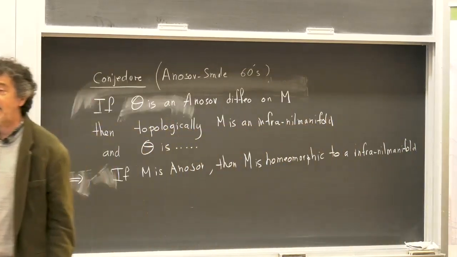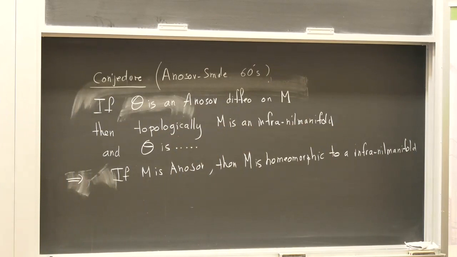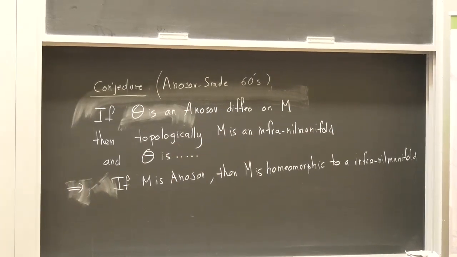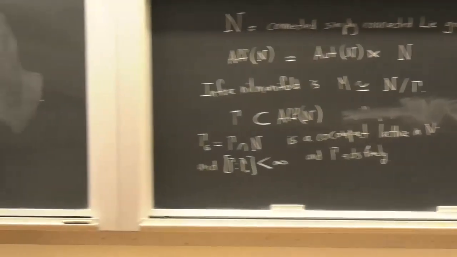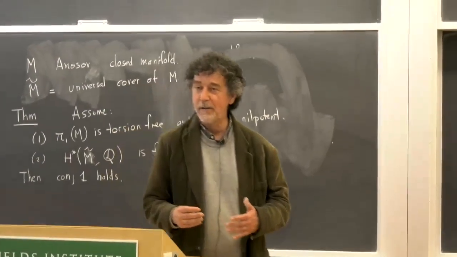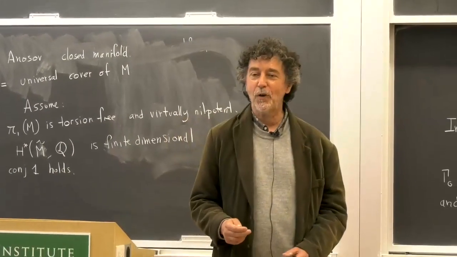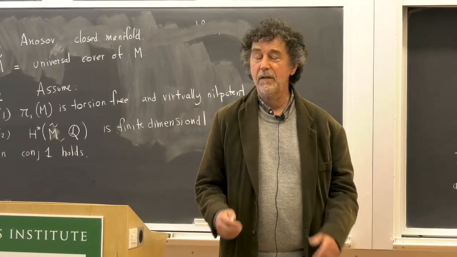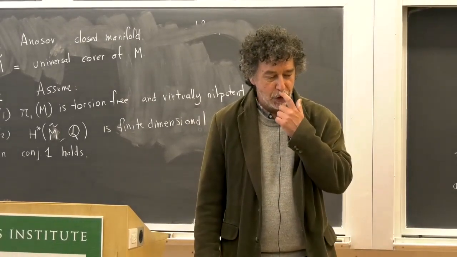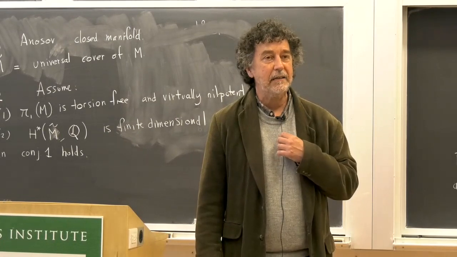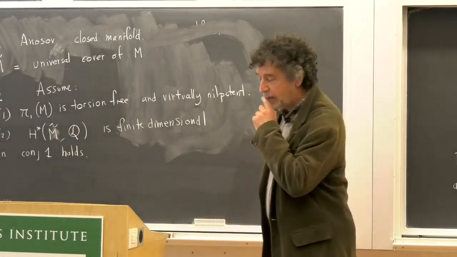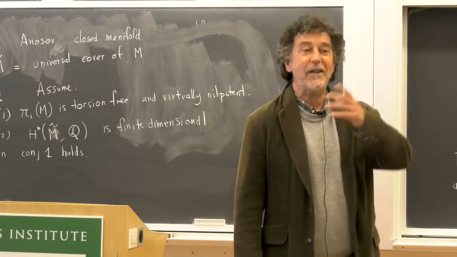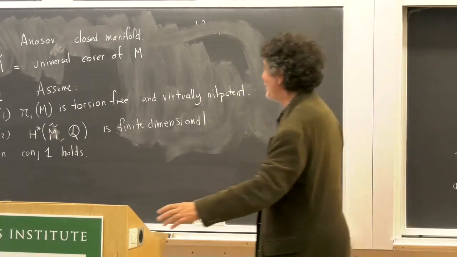What is very important is that here the conclusion is that M is homeomorphic to an infra-Nil manifold, because there are non-examples of exotic tori, meaning closed manifolds which are homeomorphic to tori but are not diffeomorphic to tori, which have Anosov diffeomorphisms. These examples are due to Jones, and oops, I'm sorry. Farrell and Jones, exactly. Farrell and Jones. Yeah, thank you very much.